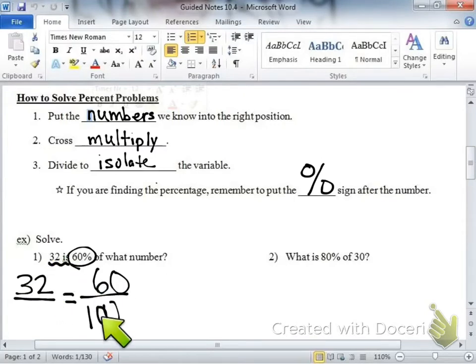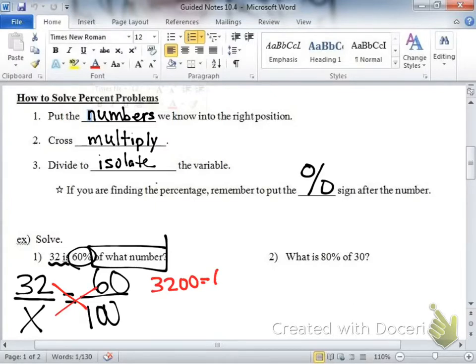60% goes over 100. Of what number? Of what number leads me to believe that the of is the one we don't know. So I'm going to put the variable in the of spot. So is over of equals percent over 100. Now, how can I solve this? Cross multiply. When I go this way, I get 3,200 equals, when you go this way, you get 60x.